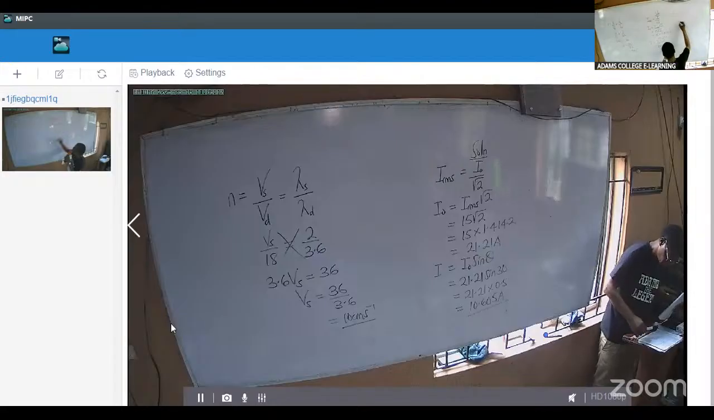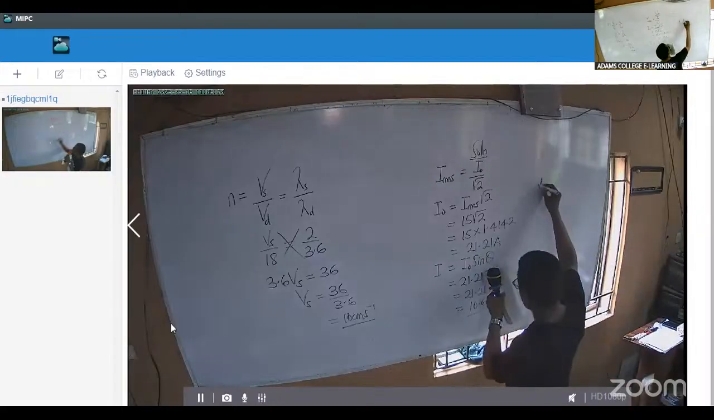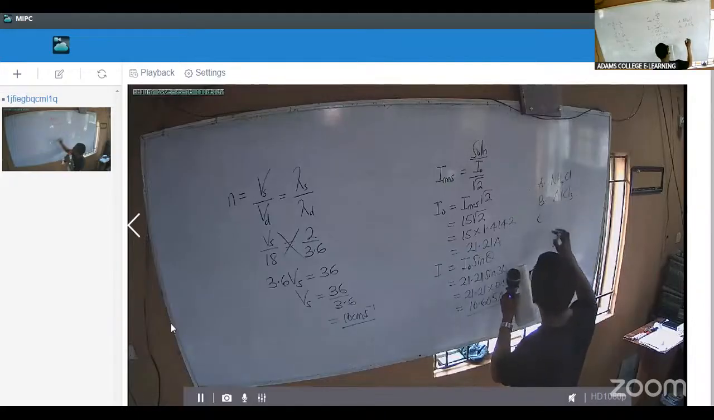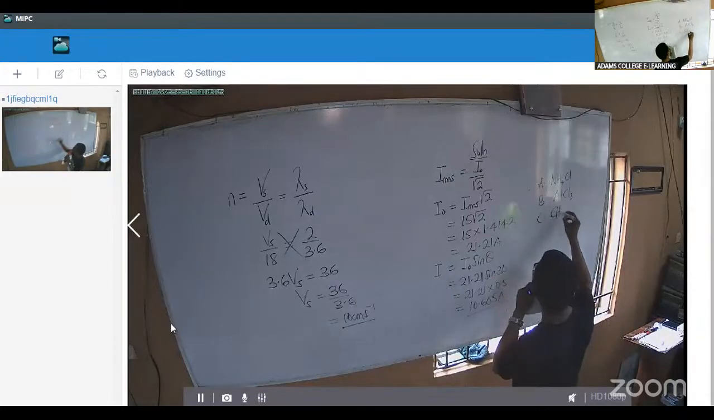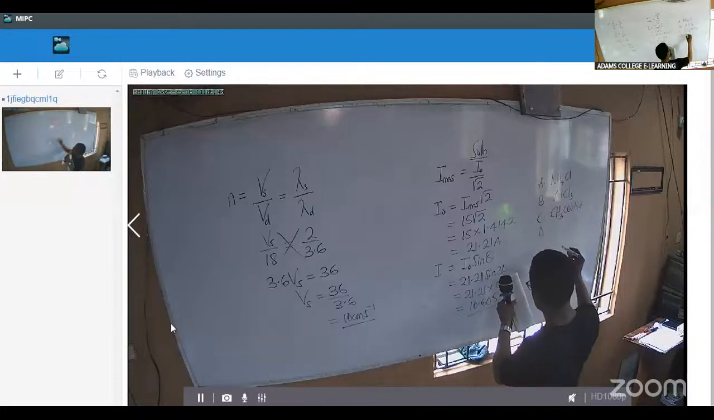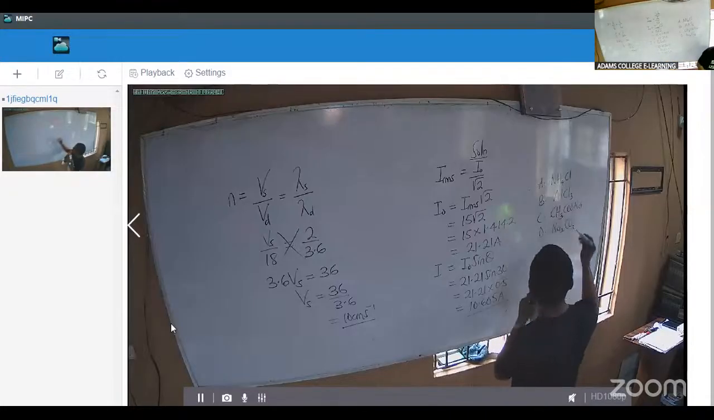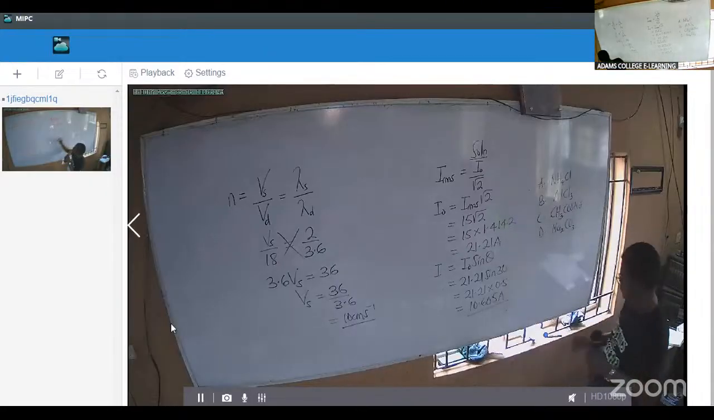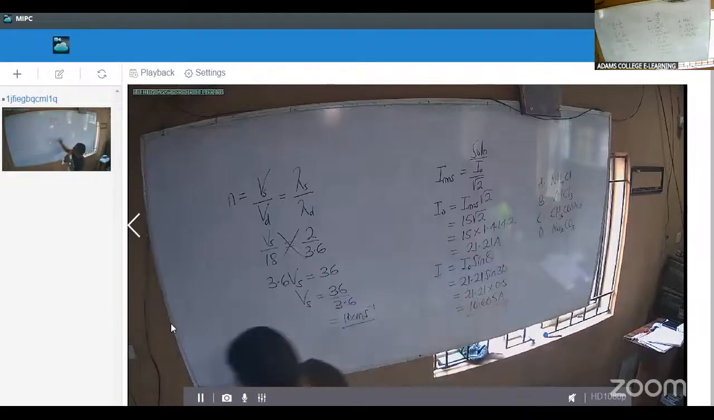Option A, ammonium chloride. Option B, aluminum chloride. Option C, sodium ethanoate. And option D, sodium carbonate. Pick one answer.